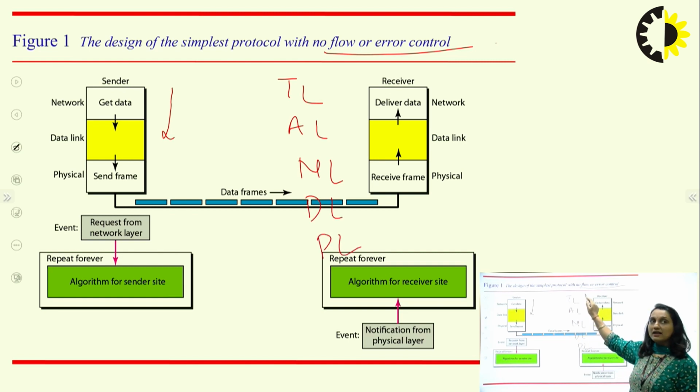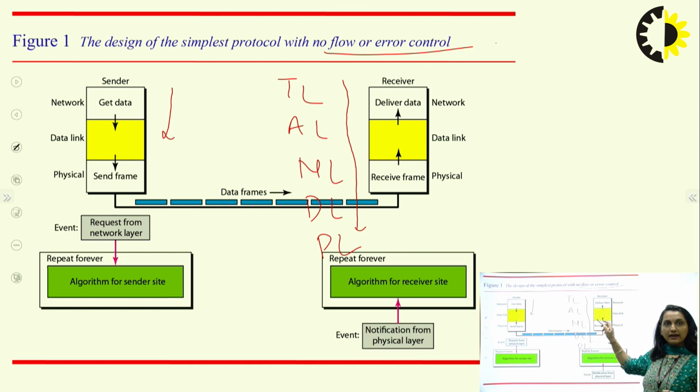The data is coming from the sender side, from the transport layer, and going to the receiver side at the transport layer. So something is added on every layer, and that becomes a packet here.